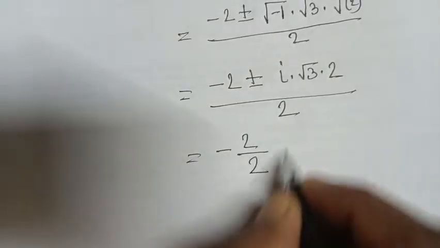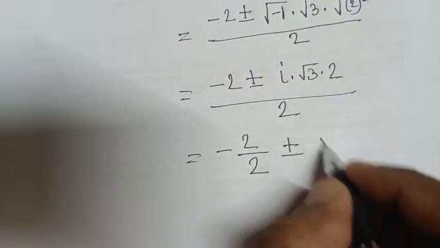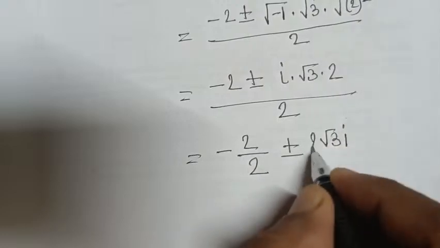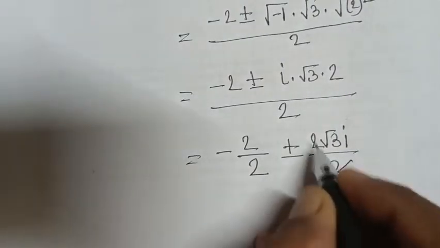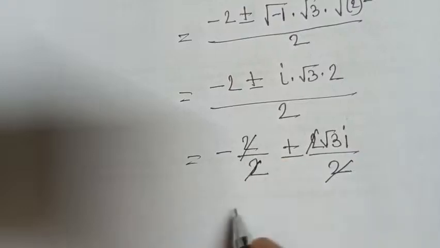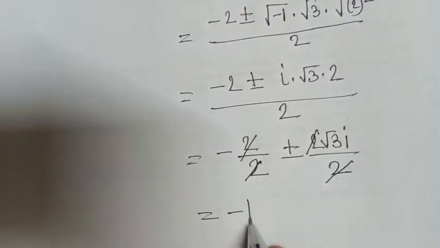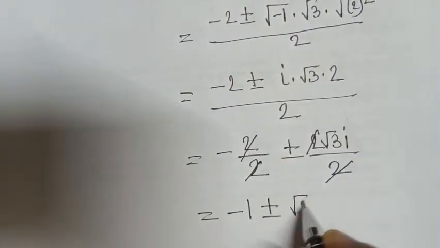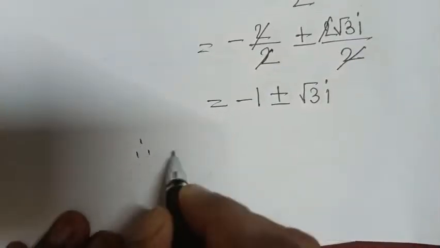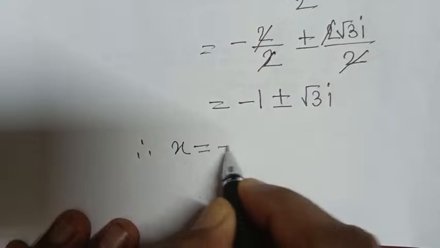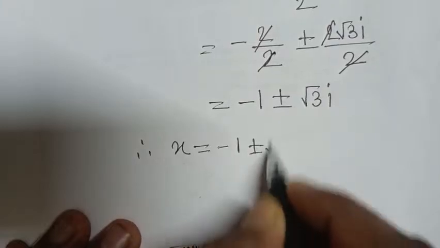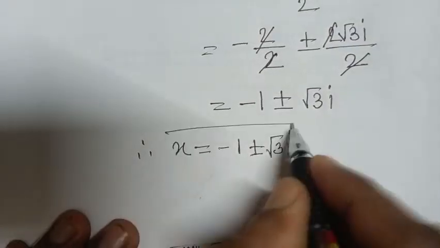Then we split like this, root 3 i and 2. These two and these two will be cancelled out, and we get 1 plus or minus root 3 i. Hence we get another complex solution, x is equal to 1 plus or minus root 3 i.